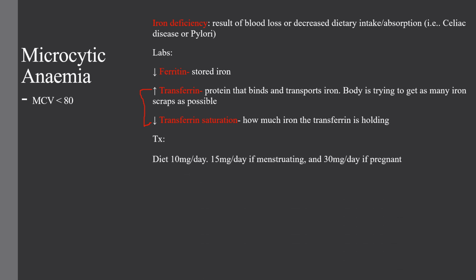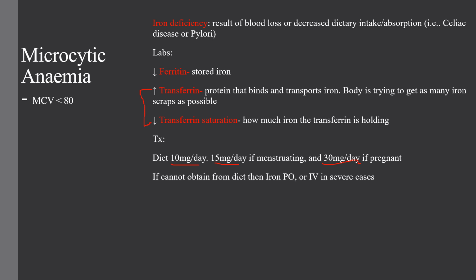And then treatment, very simple. It's just basically increasing that iron intake. So in your diet, you want to aim for about 10 milligrams. If you're menstruating, about 15 milligrams. And if you're pregnant, about 30 milligrams per day. And if you can't obtain it from your diet, then you're going to do iron PO, or in severe cases, IV iron.